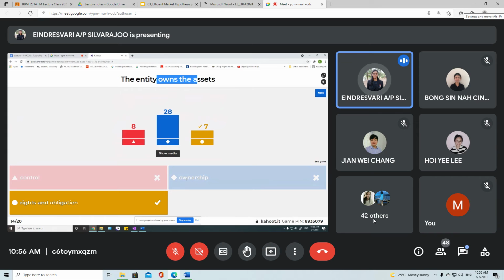Okay, ownership is the wrong answer. Wow, majority ownership. Rights and obligation is the assertion. Assertion is rights and obligation. This question is on assertion.